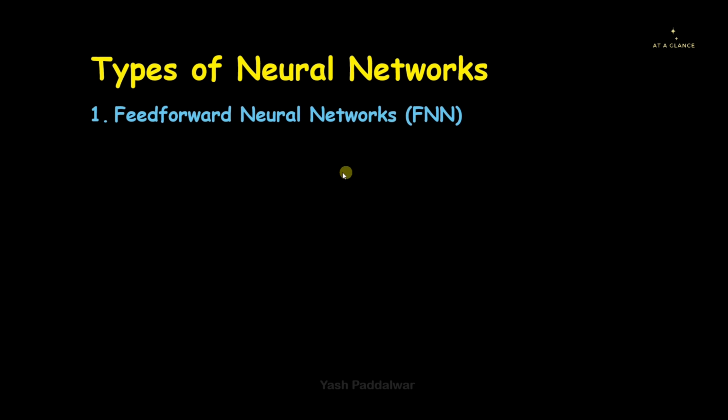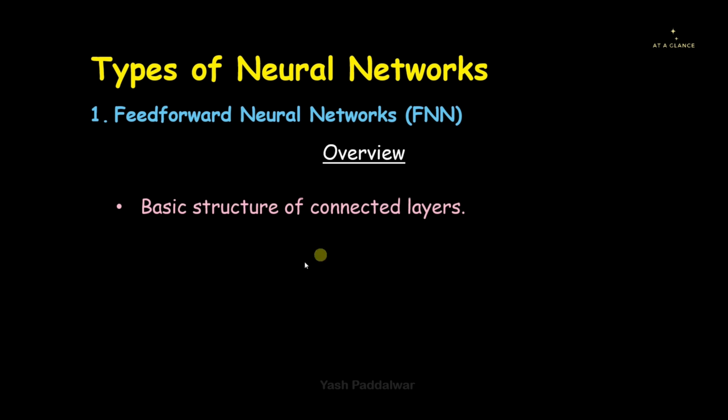It is known as feed-forward neural networks. This is the most basic type of neural network. Let's have an overview of it. It has a basic structure of connected layers. In the previous video, I already gave you an overview of how a neural network such as ANN, that is artificial neural network, looks like. FNN has a layered structure: input layer, hidden layer, and output layer.